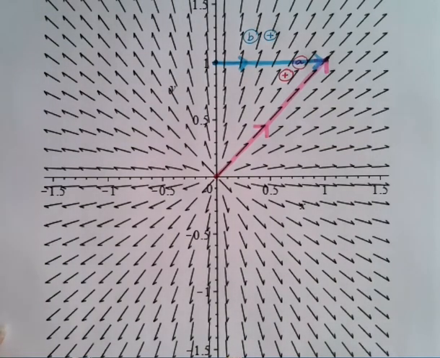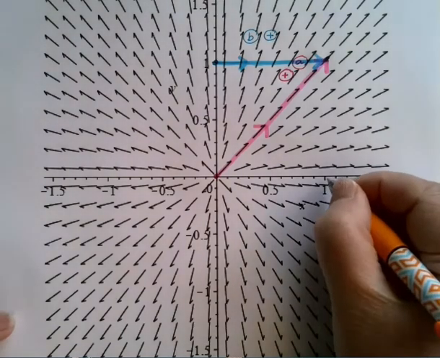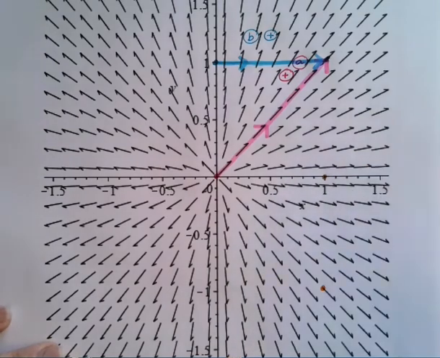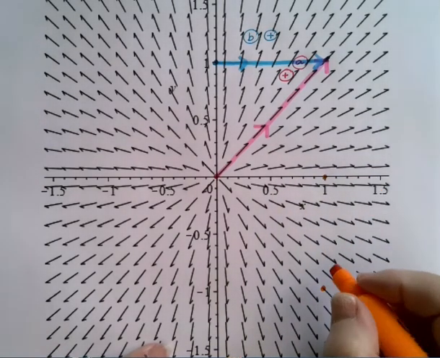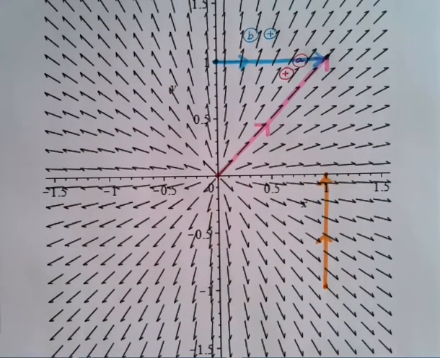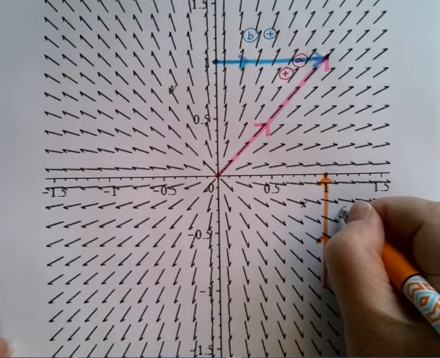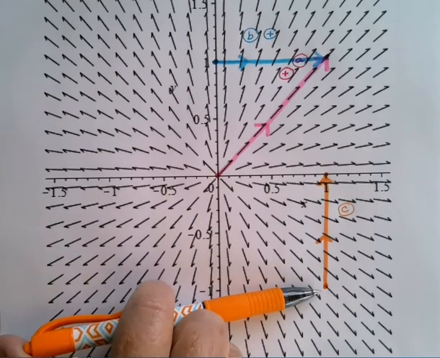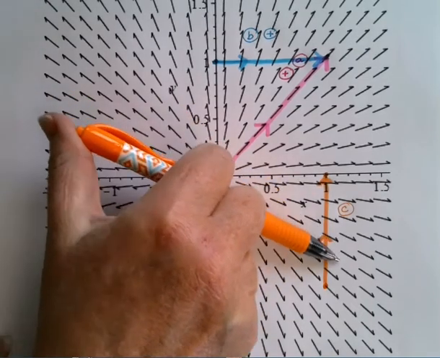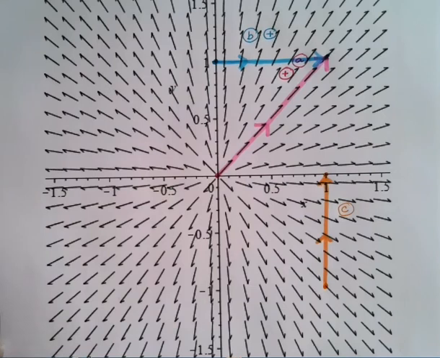All right, in part C, we wanted to go from (1, -1) down here to (1, 0) there. So, in part C, it looks to me like the vector field is actually working against me, not for me. I want to go vertical, but it's pushing me slightly down and to the right, and I don't want to move in either one of those directions. So I'm expecting a negative circulation for part C.